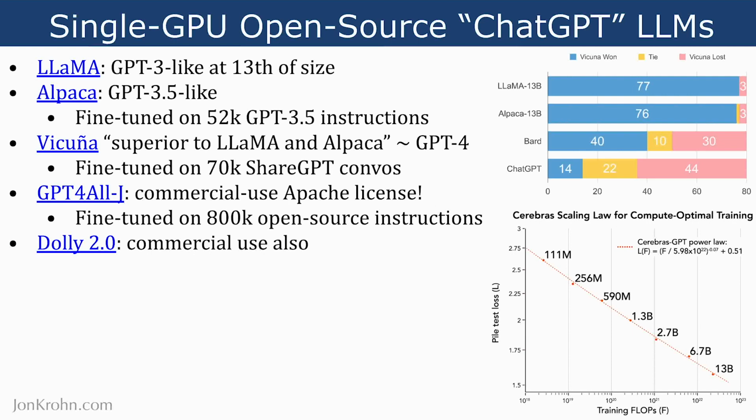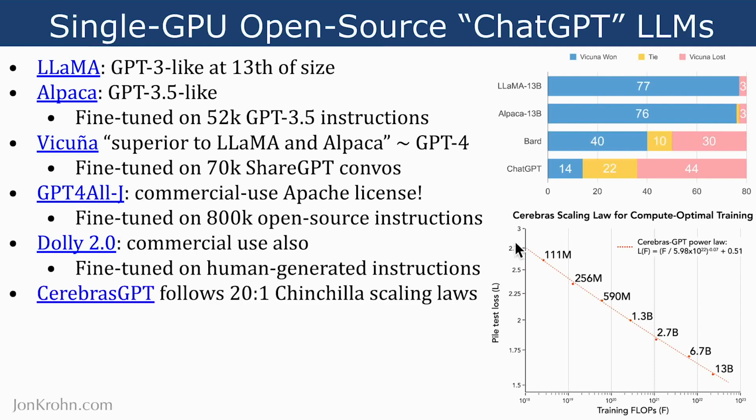Dolly 2.0 came out the same week as GPT-4All-J. It was released by Databricks. It also allows for commercial use. Interestingly, it's fine-tuned on human-generated instructions, 15,000 of them, by people who work at Databricks. And so this is another model that you can be considering playing with alongside GPT-4All-J.